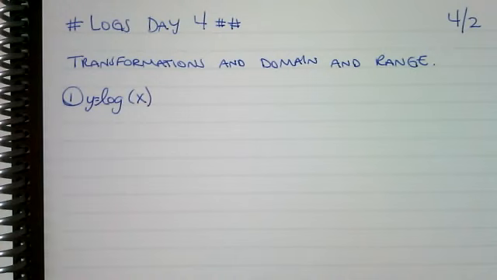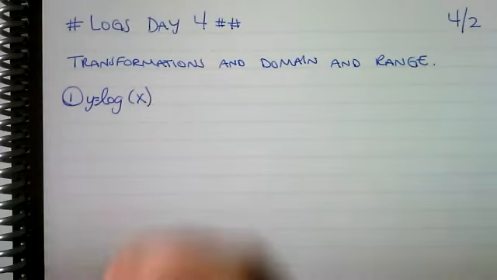So I said before, logs and exponentials are inverses of each other. So when we have inverses, we're just switching the x and the y. So for logs and exponentials, it's still the same thing. Domain is our x values, range is our y values. So if we look at the domain and the range of an exponential and we flip that, it should be the same for our log.